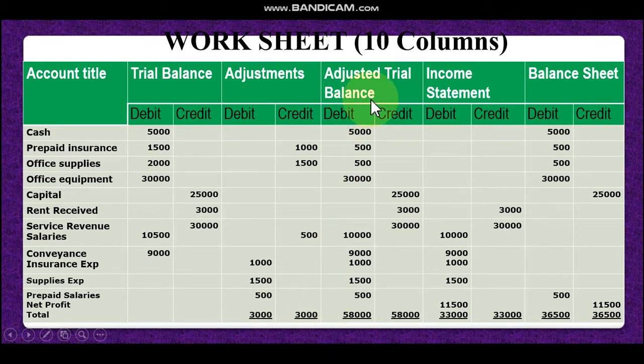Now the adjusted trial balance. That means we have to combine the trial balance with the adjustment, then it will be the adjusted trial balance. Look at cash, 5000. There is no adjustment, so we write the same 5000 here. Then prepaid insurance, earlier it is 1500, now credit. You know the formula of debit and credit, that means you have to subtract. So 1500 minus 1000, it is 500 debit.